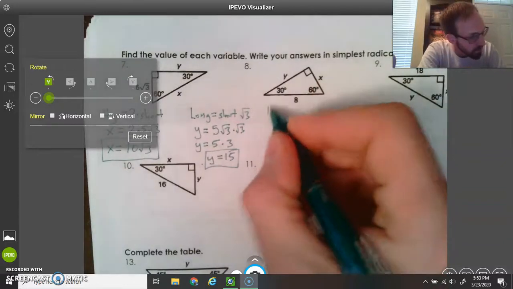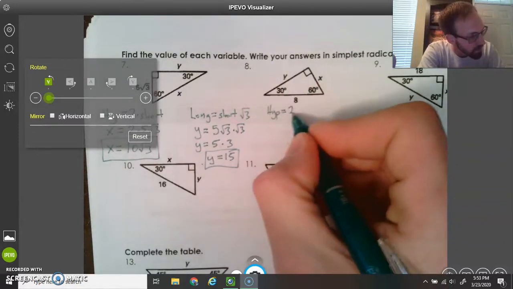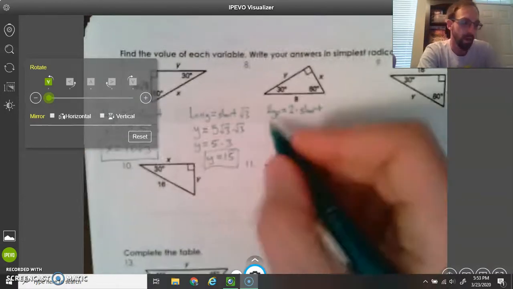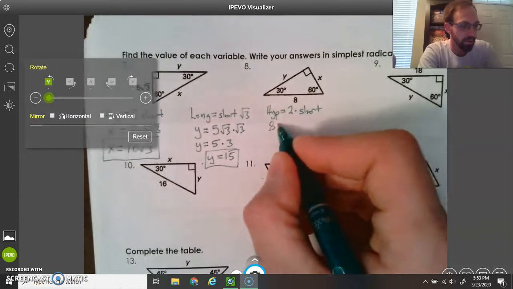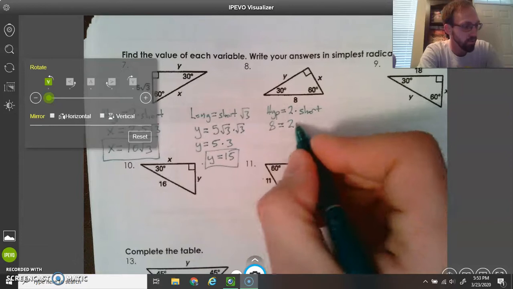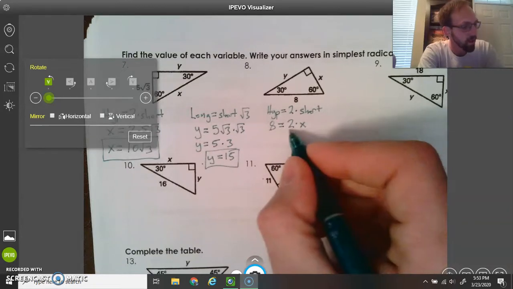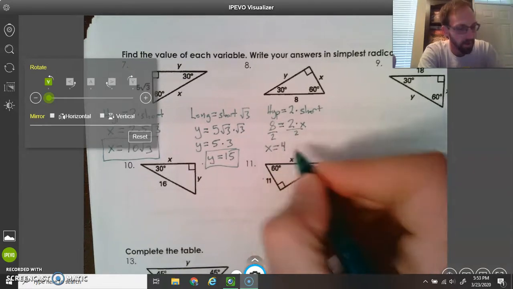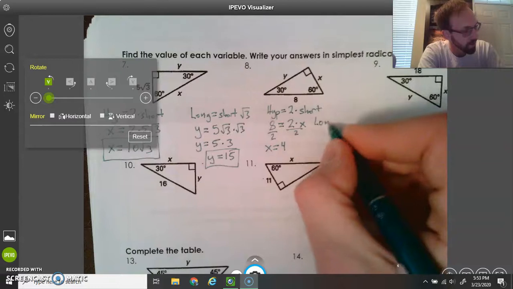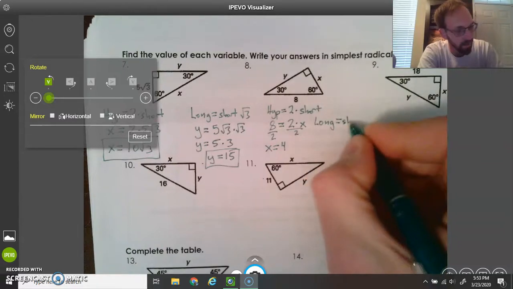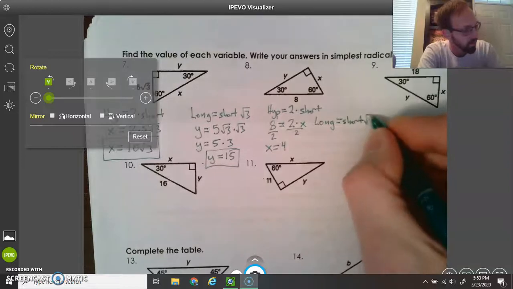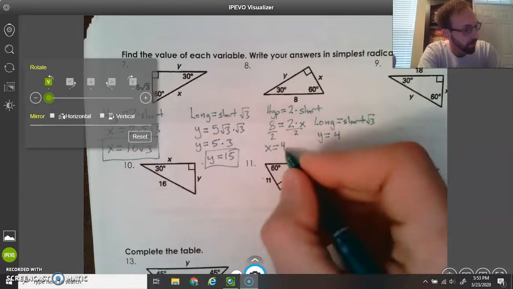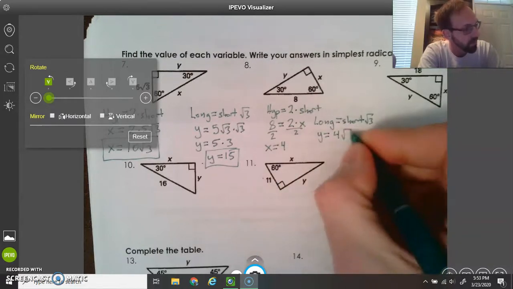Next one, number 8. We're going to do hypotenuse equaling 2 times the short. We're starting with that one because we know the length of the hypotenuse is 8. And 2 times the short is x. So we divide by 2 on both sides, and we get x equals 4. Now we can use that to find the length of the long side, because the long side is equal to the short times square root of 3. So y equals 4, the length of the short side, times square root of 3.